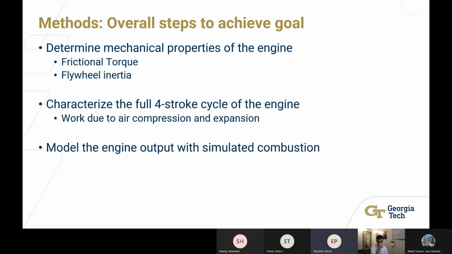To determine the optimal control parameters for the IC engine, the mechanical properties of the engine must be determined. The full four-stroke cycle of the engine must be characterized, and the engine output with simulated combustion must be modeled.